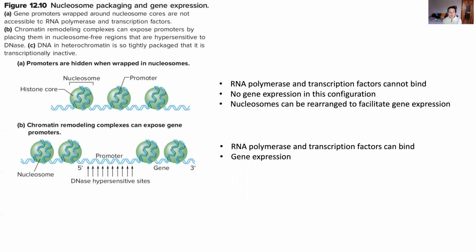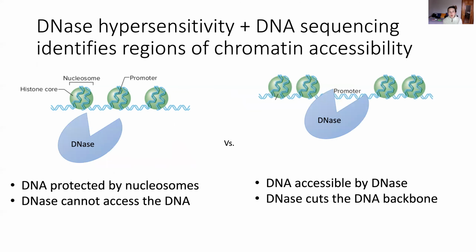And when this happens, what we call chromatin remodeling, you see on the bottom, you can then expose the promoters. So now RNA polymerase and transcription factors can bind, and you have gene expression. You also see here in that promoter, there are these DNase hypersensitive sites. That's not a natural process of the cell. What your book is actually talking about there is a technique that we use to find these regions of the chromosomes.